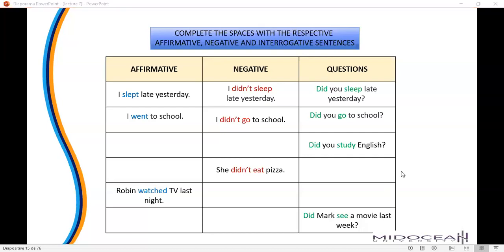Example number 3: Did you study English? Affirmative form: I studied English. Negative form: I didn't study English. Let's check the answers. So affirmative form, I studied English. Negative form, I didn't study English. Nice. Thank you.